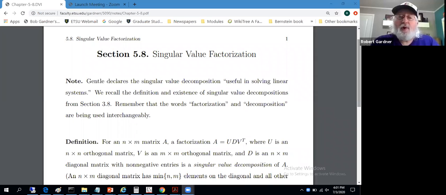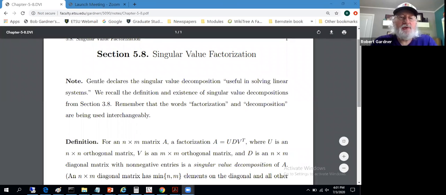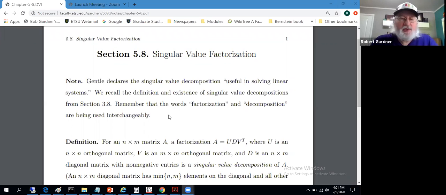All right, we're approaching the end of chapter 5 and likely the end of the course. Section 5.8 really just rehashes something we did back in chapter 3, and the topic is singular value factorization. Gentle declares the singular value decomposition useful in solving linear systems. Why do factorization? To simplify computations is likely why you do it.